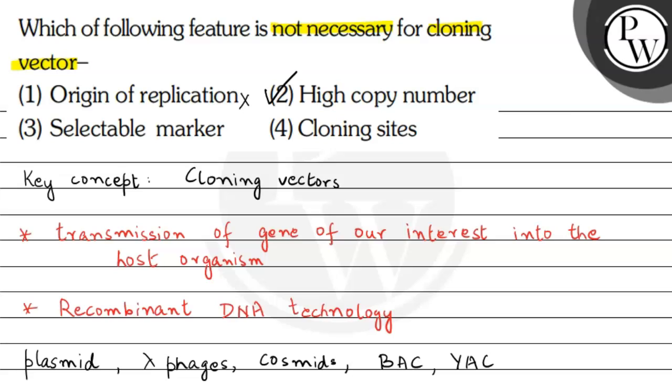The third one is selectable marker. So again, we saw that selectable markers are very important features which have to be present in the cloning vector. So again, ये भी गलत है. And the fourth option is cloning sites. So cloning sites are restriction sites. ये दोनों का cloning vector में होना बहुत ज़्यादा ज़रूरी है. So again, this is also incorrect.